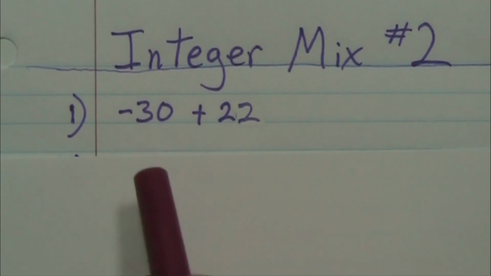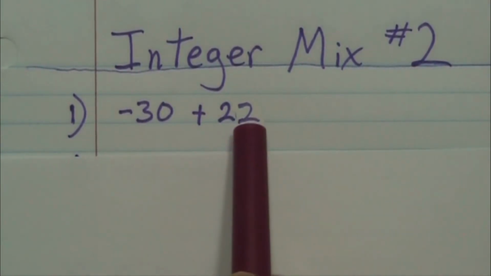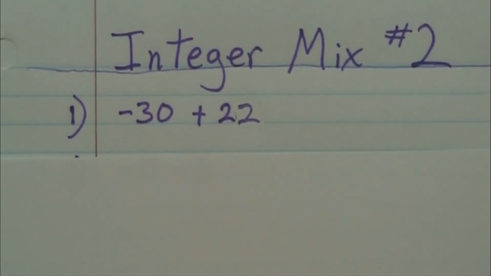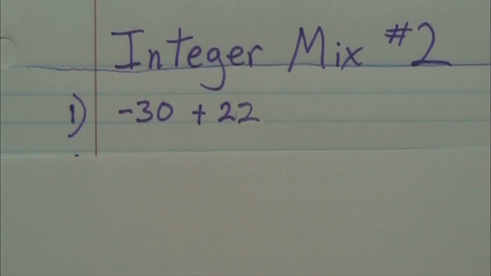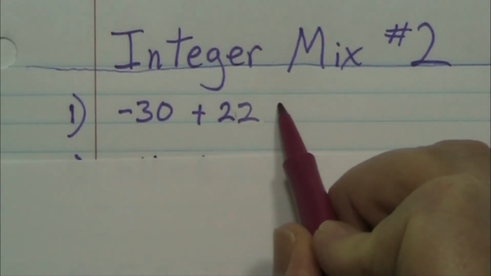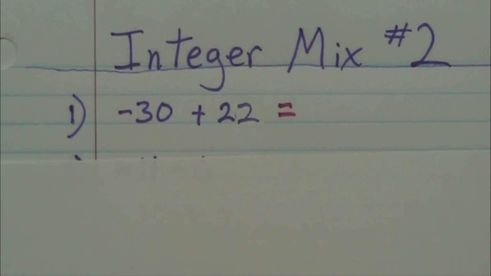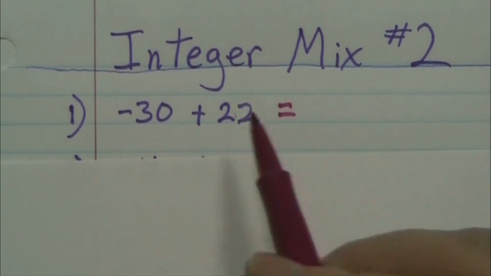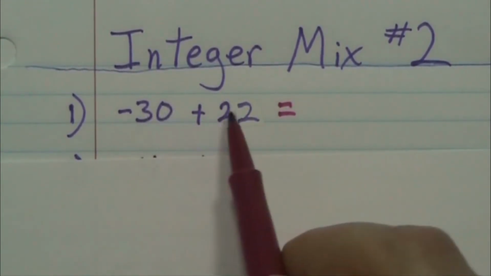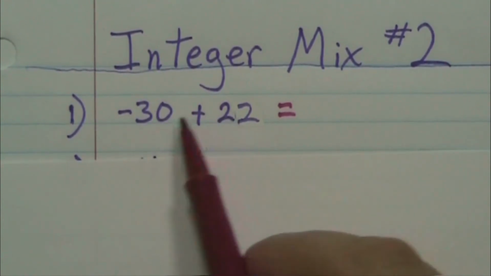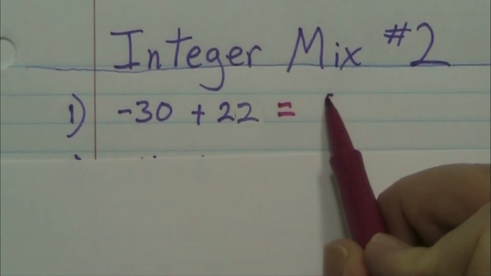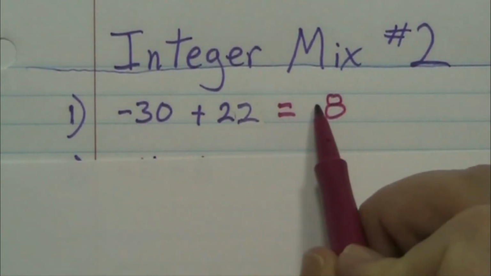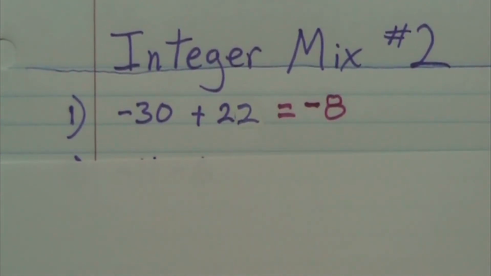So our first problem, negative 30 and positive 22. Okay, see if you can put the answer in there first before I do. Okay, they're different signs, so you have to subtract them because they're different. They're going to make a bunch of zero pairs. So 30 take away 22 is 8, and there's definitely more negative. Negative 8.